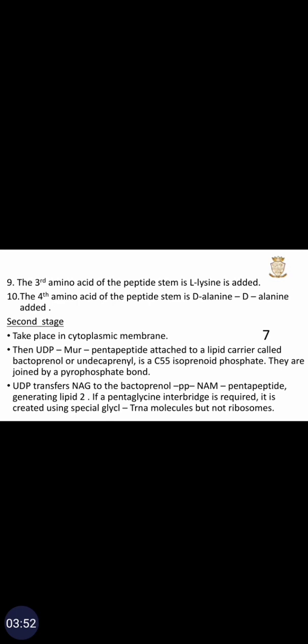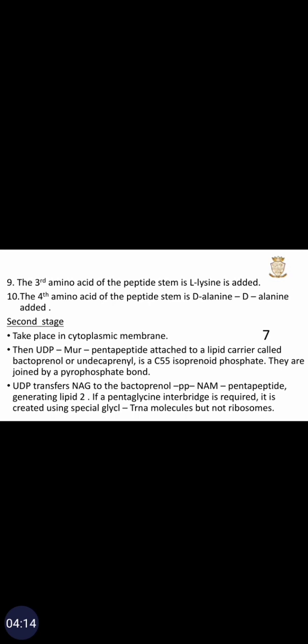The second stage takes place in the cytoplasmic membrane. The UDP-MurNAc pentapeptide is attached to a lipid carrier called bactoprenol, a C55 isoprenoid phosphate. They are joined by a pyrophosphate bond. The UDP transfers the phospho-MurNAc pentapeptide to the bactoprenol phosphate, generating lipid I.